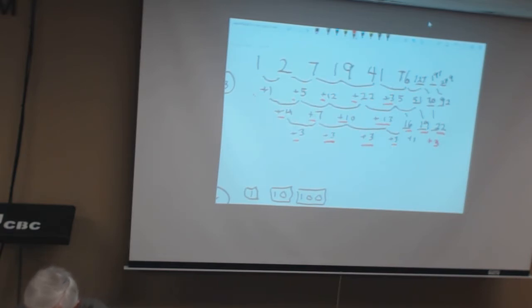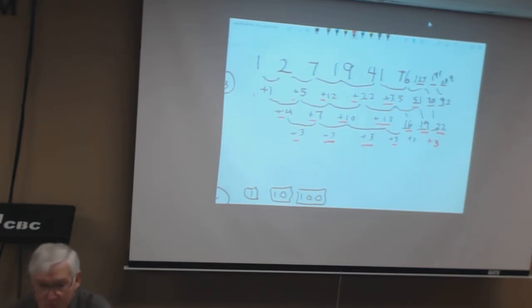Now we go back up. I add 4 to 1 to get 5. I add 7 to 5 to get 12. I add 10 to 12 to get 22. I add 13 to 22 to get 35. Then I add 16 to 35 to get 51.